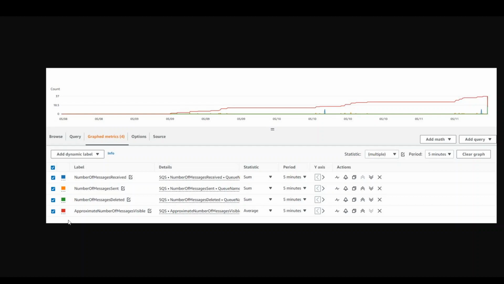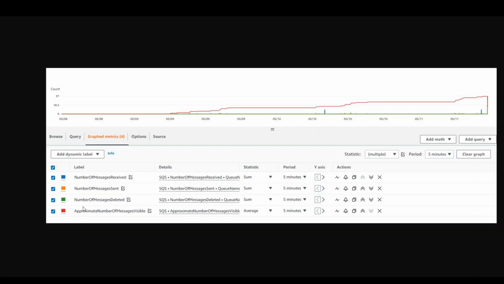Okay, now let's read this graph. The first thing, look at the red line, which is approximate number of messages visible. And I have scaled this graph in the top section to 1 week. Now, if you look at the number of messages visible line, the red line, it starts from 9th of May and then climbs until around 12th of May and then drops suddenly. It means that there was an issue on 9th of May and the messages kept arriving in this queue and then no one was consuming them. So it was climbing and then it suddenly dropped. Okay, that is one thing.